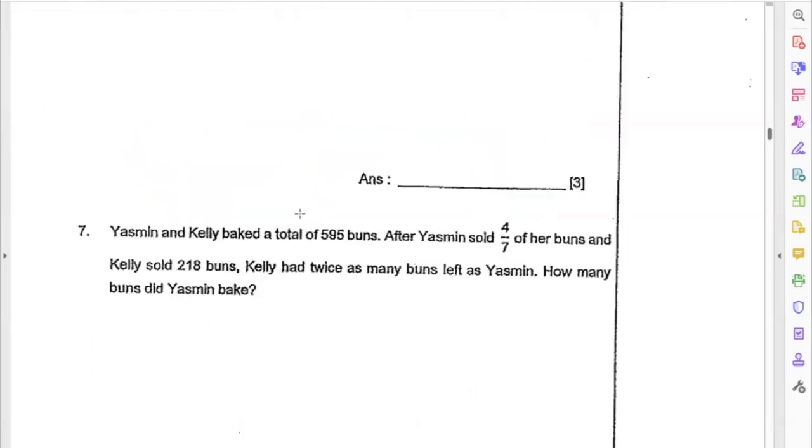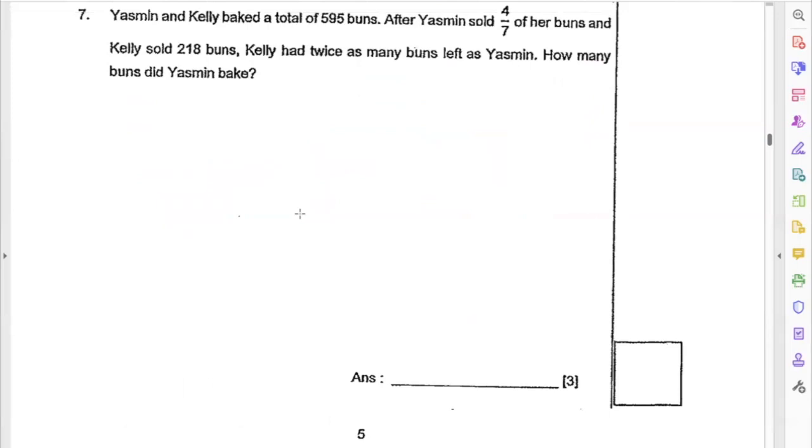Question number 7. So Yasmin and Kaylee baked a total of 595 buns. After Yasmin sold 47 of the buns and Kaylee sold 218 buns, Kelly had twice as many buns left as Yasmin. So this is how I'll do it. I'll first record it. So Yasmin plus Kelly, they have 595 buns, right? Then Yasmin sold 47. So Yasmin minus 47. What that means is that she must have 7 parts. He sold 4 and left 3, right? And Kelly sold 218. So Kelly minus 218.